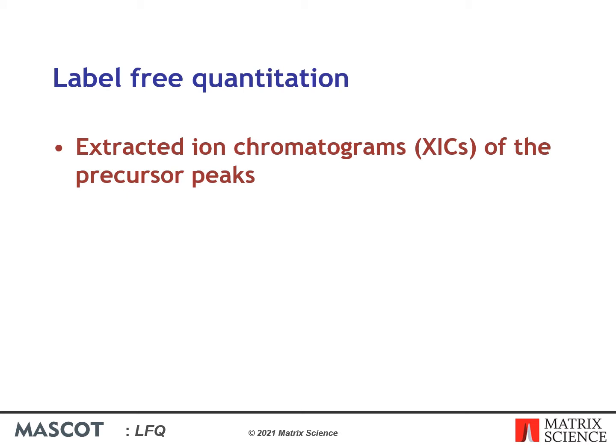Within the Mascot software ecosystem, we can perform label-free quantitation using several different methods. Today, I won't be talking about spectral counting or MPI methods, just those that use extracted ion chromatograms or XICs of the precursor peaks. In Mascot, we perform identification-led quantitation. This means that after peptide identification, we go back to the raw data to calculate their XICs. That way, we don't waste time quantitating peaks that might be present in the data but remain unidentified.